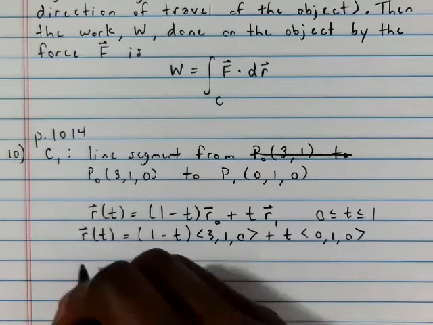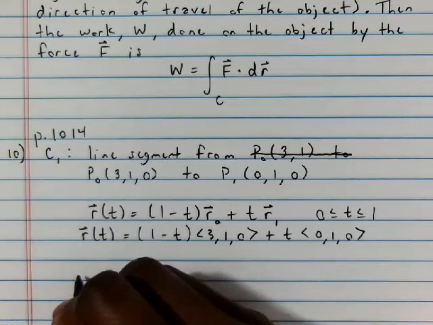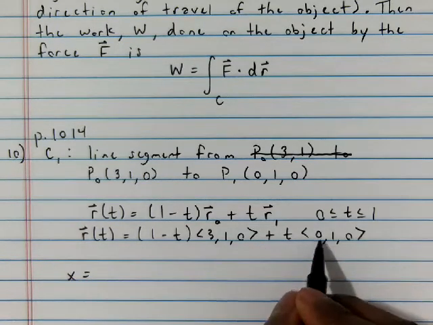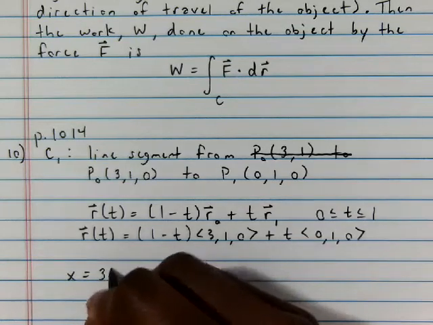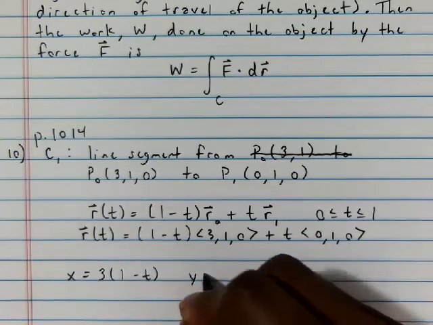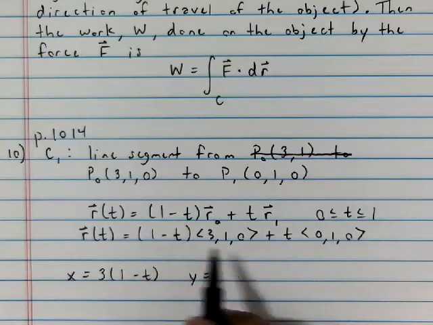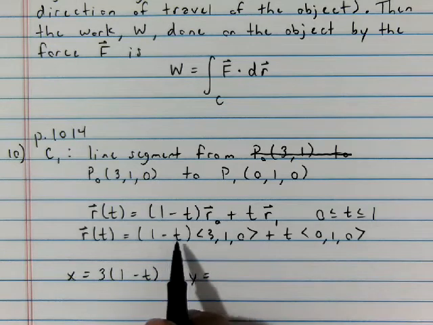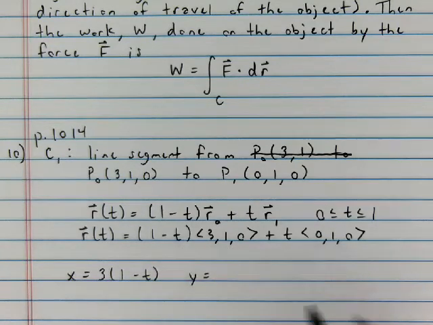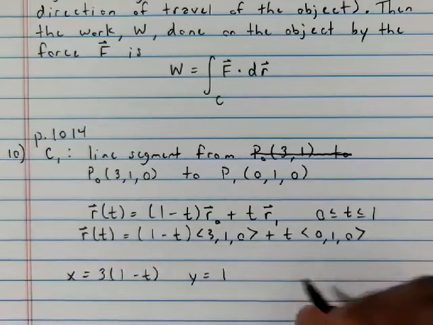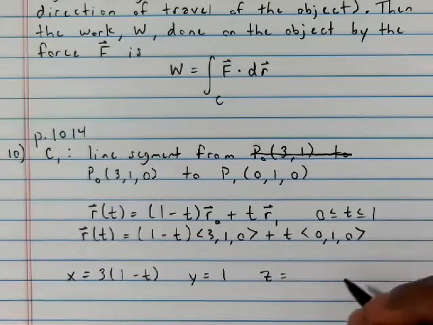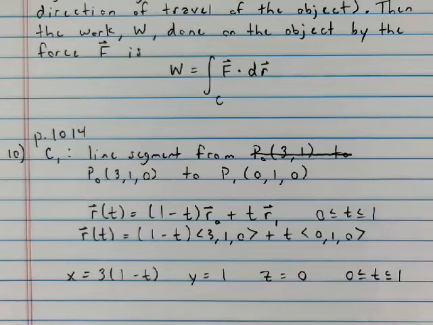So we get x equals 1 minus t times 3 plus t times 0, so you should get 3 times 1 minus t. Y equals 1 minus t times 1 plus t, so we get 1 minus t and then plus t, so we just get y equals 1. And for z, we end up with 1 minus t times 0 plus t times 0, so z is 0, and t varies from 0 to 1.